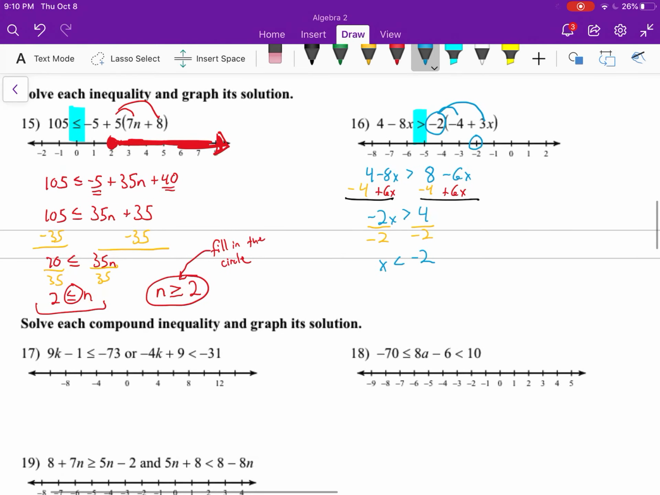We put a circle around negative 2. We do not fill it in, because it doesn't have the or equal to. And then we want values less than negative 2. So we go less than negative 2 is to the left. We bold the arrow here to show that it continues on and on and on. And there is our answer, or our graph, and then here's the answer.